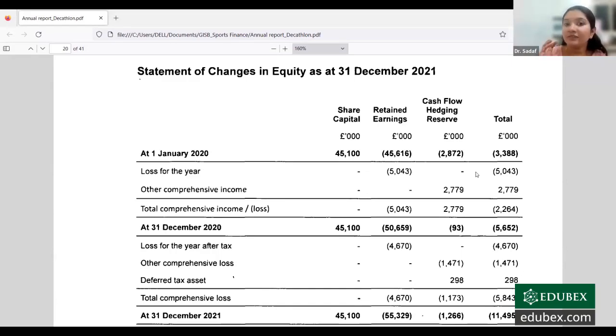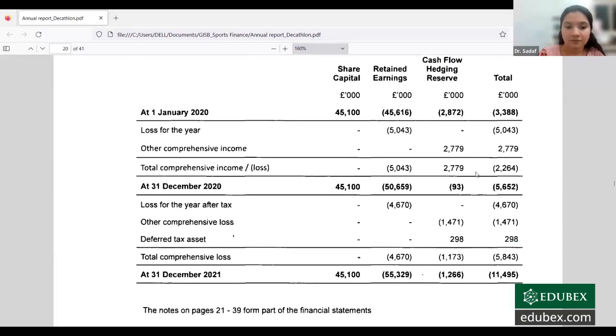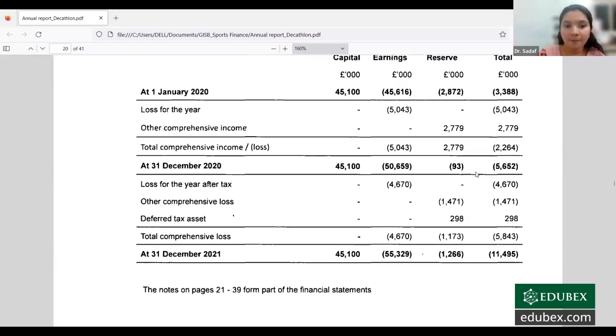So you can see, and even as investors, they can see how the equity is being utilized by the company. That's the whole purpose of the statement of changes in equity. So you can see there was a loss. So how has this loss been written off? It has been written off in the retained earnings or reserves of the company. So this is the purpose of the statement of changes in equity.